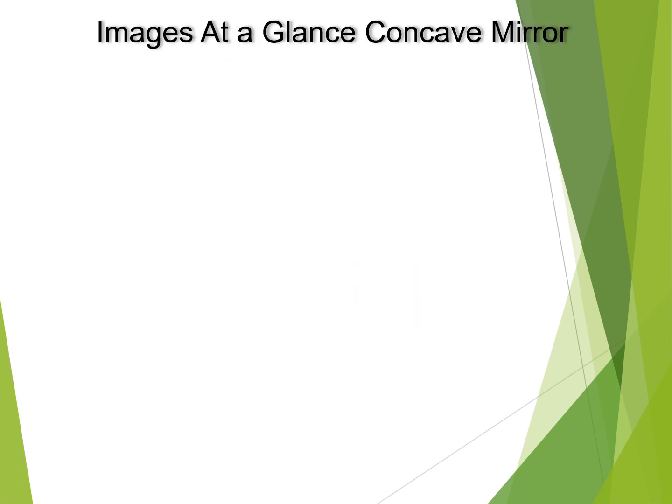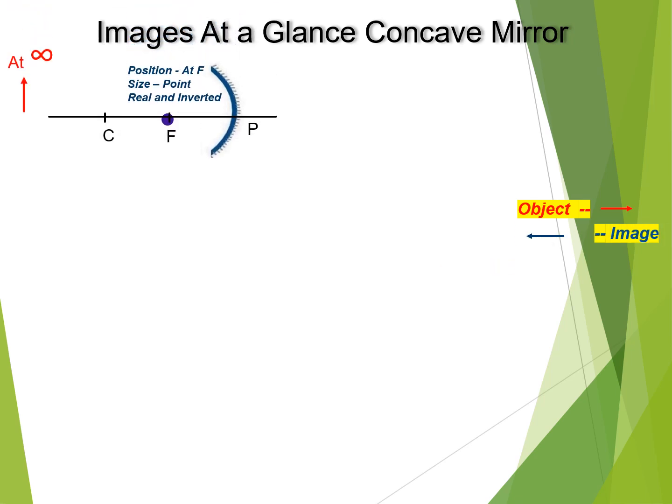Now let's see how the images from a concave mirror is formed. Basically, it depends upon the location of the object. Here the object is shown with red arrow and the image is shown with blue arrow. First stage is when the object is placed at infinity. In this condition, the image shall be formed at the focal point of the mirror. The size shall be point and it shall be real and inverted. That means all the reflected rays shall be meeting at F.